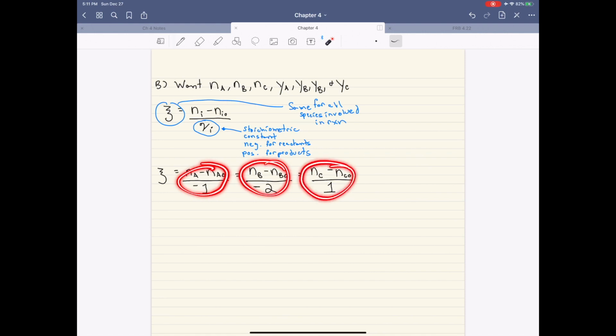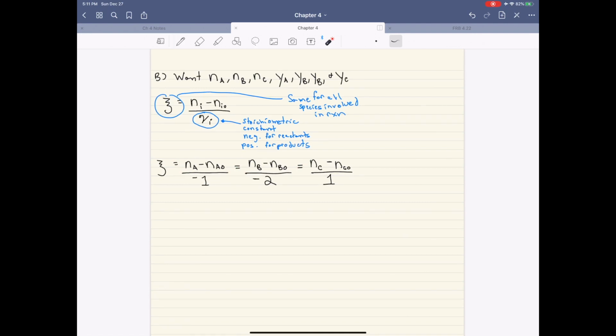Right? You can see that I wrote the equal sign here. Now, what we could do is, in the problem statement, we're essentially told we know what the initial amounts of each of the species are, but we don't know the final amounts. And so what we could do is rewrite these relationships for the moles of species A or species B or species C in terms of the extent of reaction.